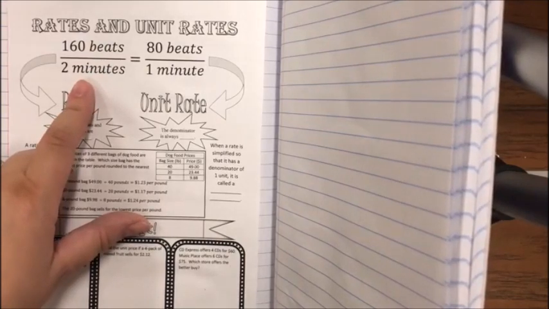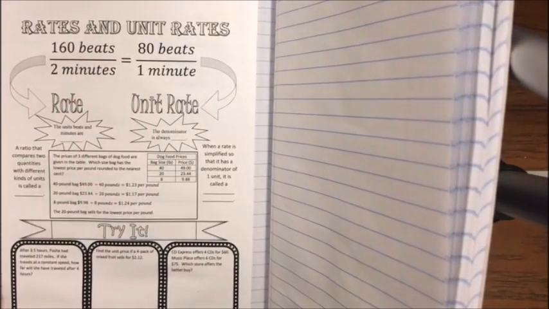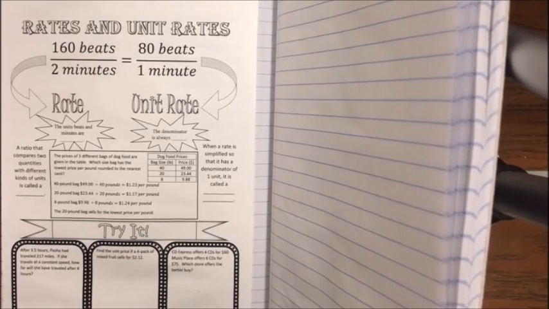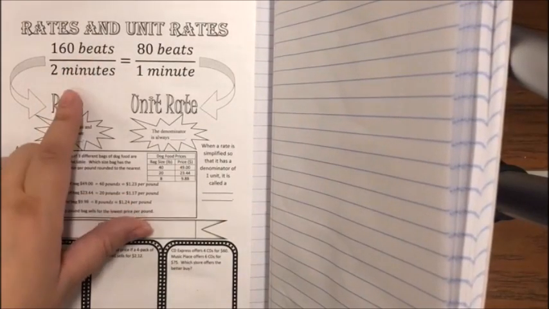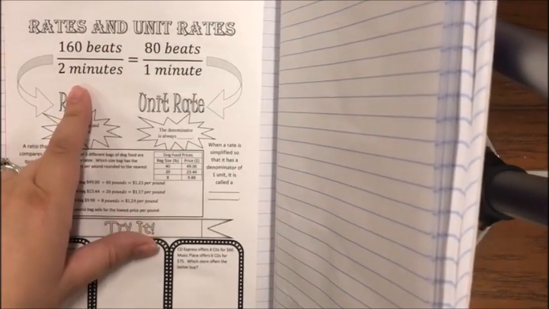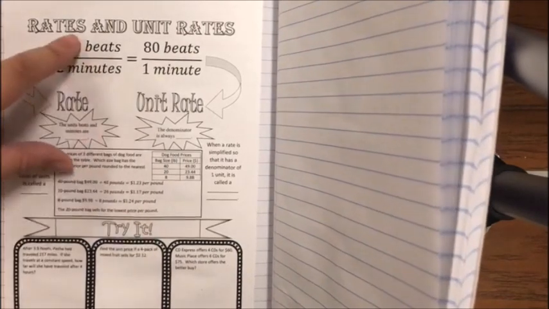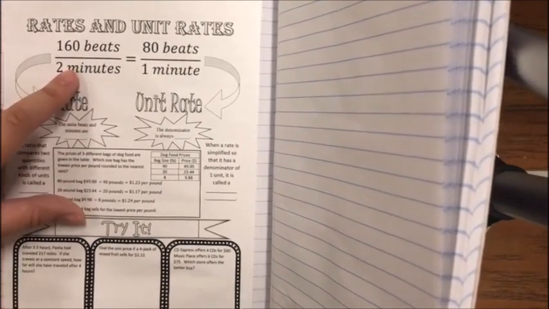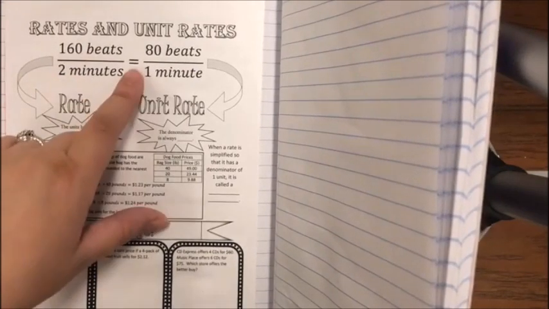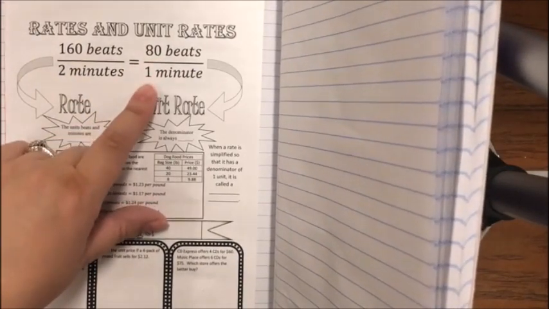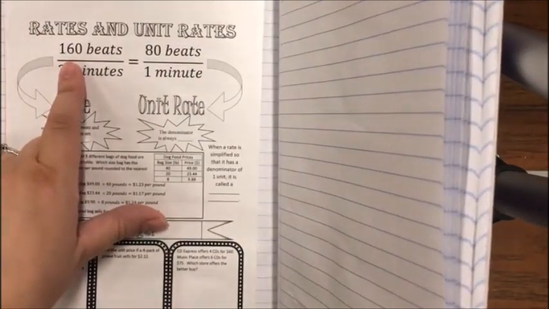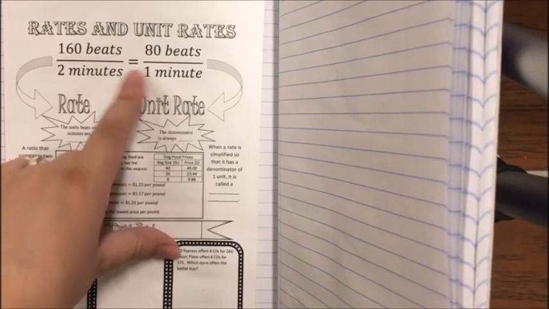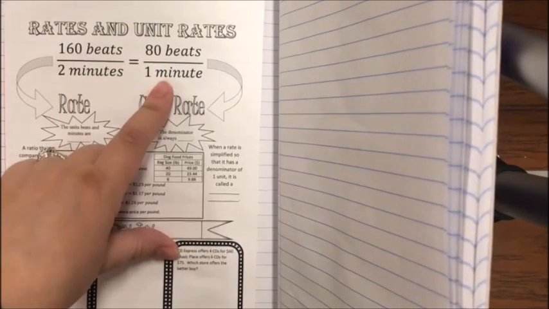That's a rate. So basically, a rate is a ratio that compares two quantities with different kinds of units. Okay, so you can see that the unit for 160 is beats, and for 2, it's minutes. So you can see that beats and minutes aren't the same, okay, so that's why it's a rate. This equals 80 beats over 1 minute. Now the way we got this is we took 160 and divided it by 2 and we got 80. And we took 2 divided by 2 and got 1.